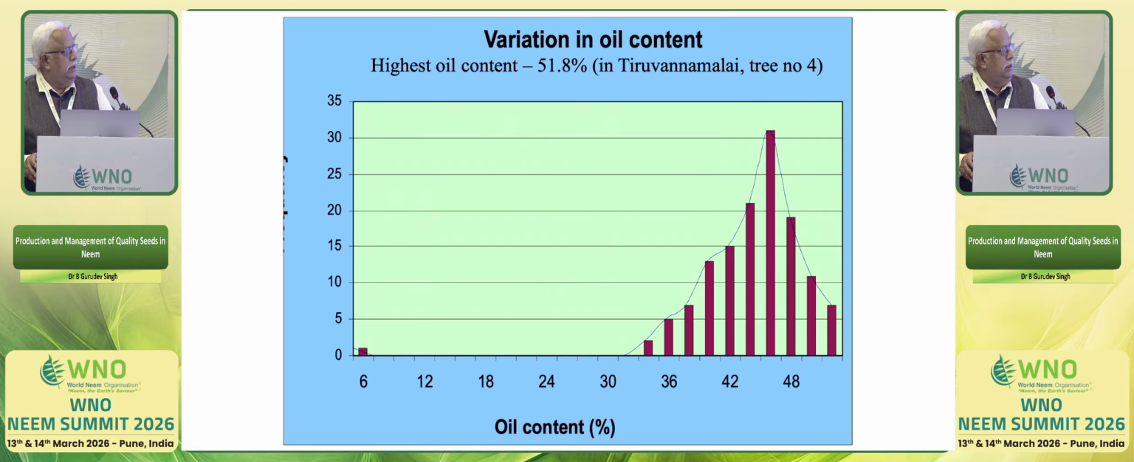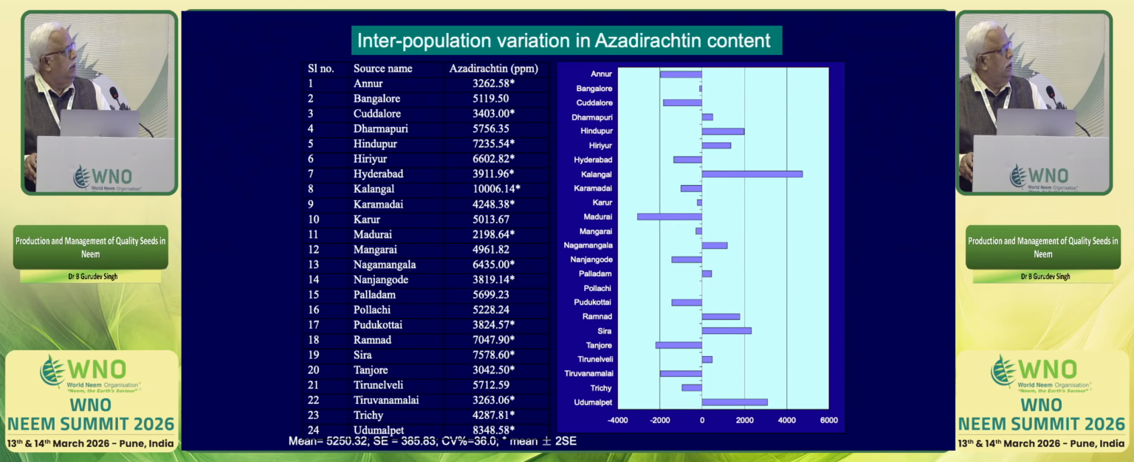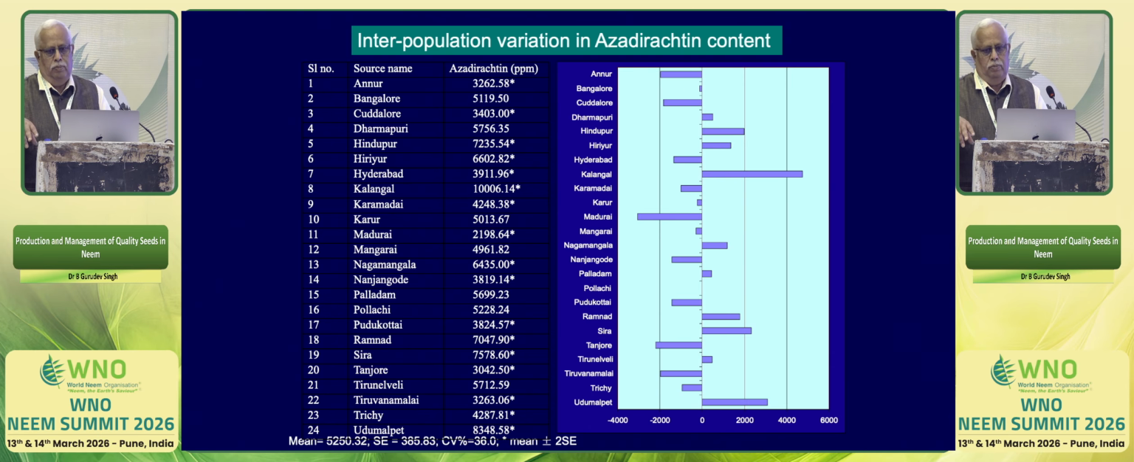Likewise, the oil content estimation has also been done. And this is the variation between different populations. I have shown you the photographs earlier also. There is variation within the population and between the populations also. So that is the advantage in neem. Even within a given area, if you see one tree and the next tree, there will be a difference.